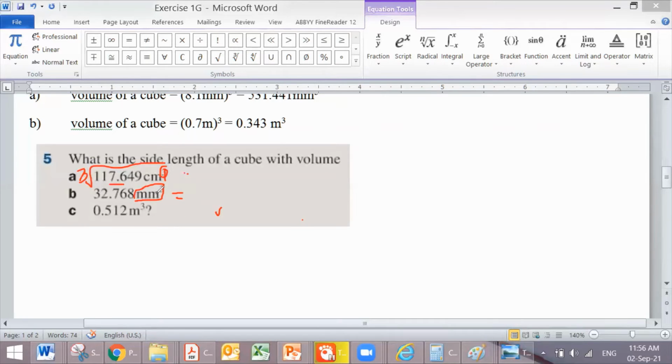So no one is asking, no one is answering. Please tell me, boys. Millimeter cube, I will take its cube root. What will be the unit of side length? Only tell me the unit of side length.